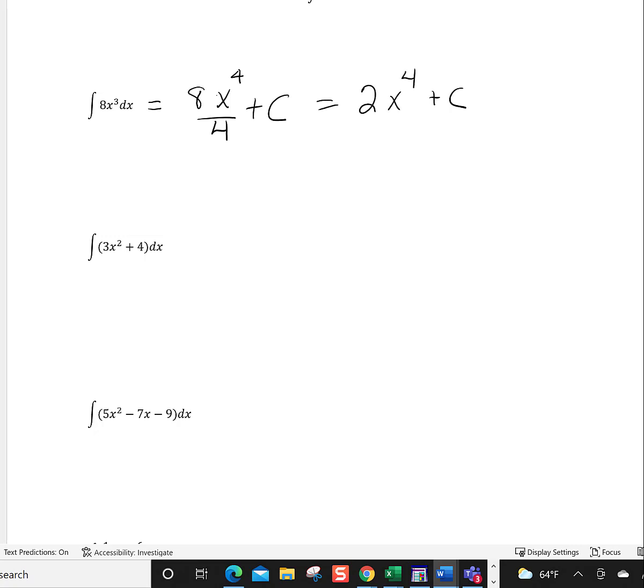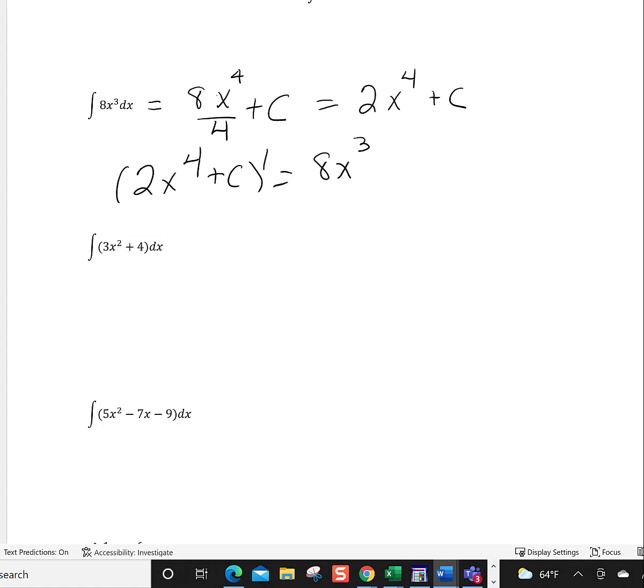The c, you don't even think about it. You add it every time to say it could be there. Again, you could check this. If I take the derivative of 2x to the 4th plus c, 4 comes down. 4 times 2 is 8. I subtract 1 from the power, so now that's a 3, and the constant goes away. So I'm right back where I started. That's the goal. Get back to where you started. This should feel circular.